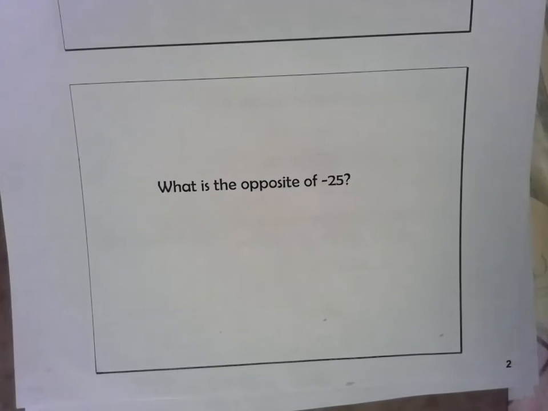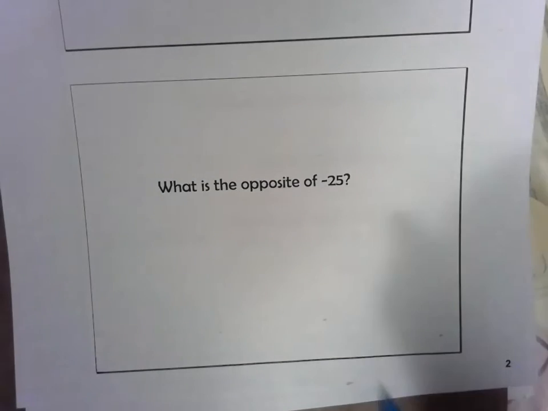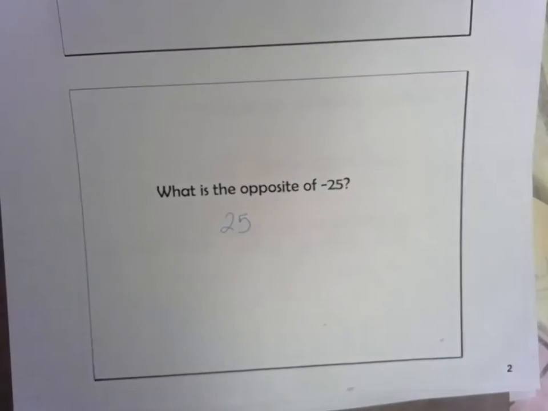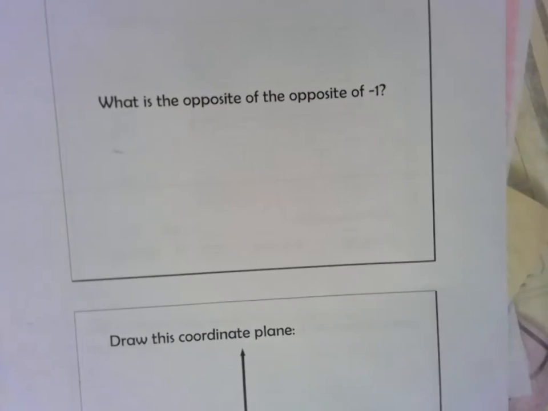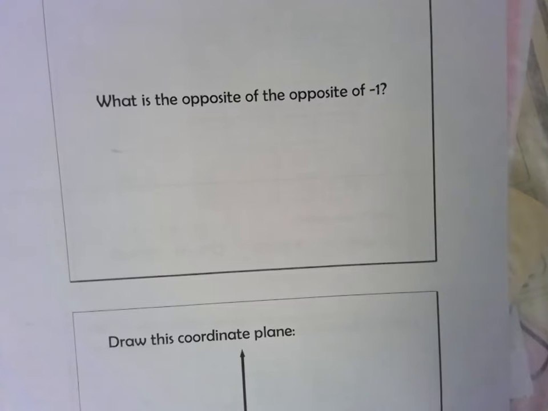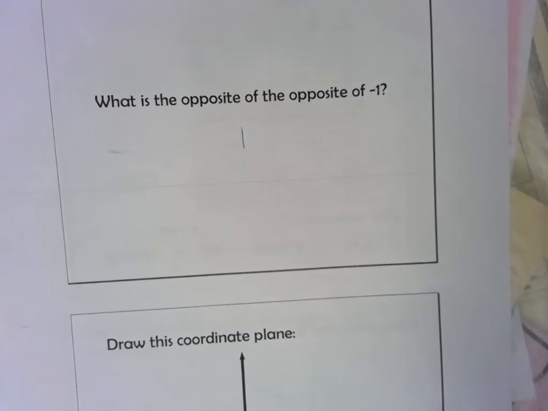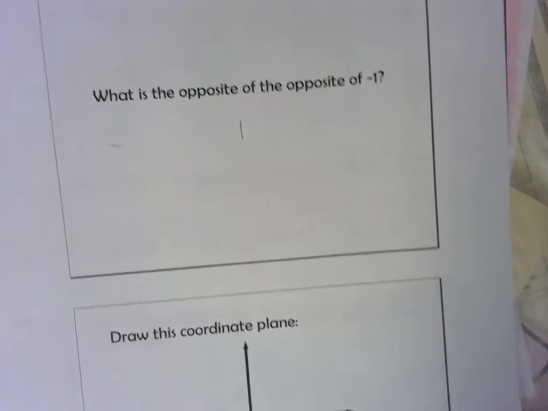Okay. The opposite of 25. Well, the opposite of 25 is just its positive or negative counterpart. So if it's negative 25, the opposite is going to be 25. What is the opposite of negative 1? Well, it's going to be its positive counterpart, I should say. So it's a positive 1. And I don't necessarily need to write a plus sign here. If there's no symbol in front of it, it's just implied that it's positive.